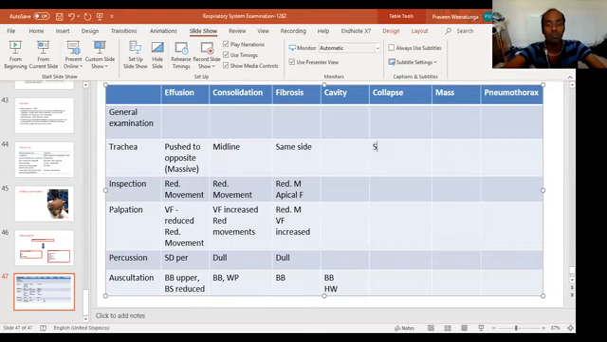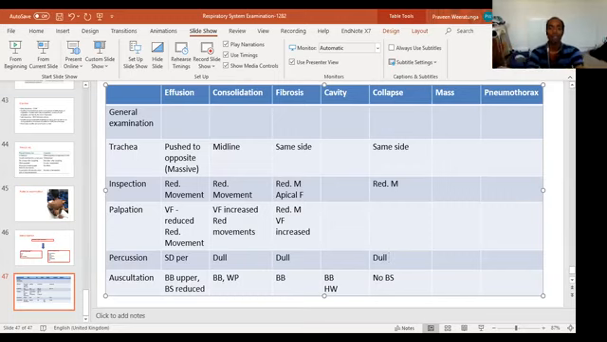The trachea, obviously if your lung collapses, goes to the same side. Movements will be reduced. And you will not hear any breath sounds. No breath sounds. Dull percussion.